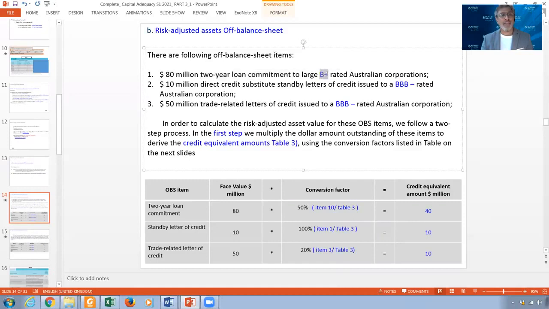So this is the rating, and it's 80 million. But I need to convert this first to how much this loan commitment will be in terms of capital. If it is crystallized, what is my risk on that? And then I need to multiply it by the rating of the counterparty, which means I have the contract with. Same thing applied to 10 million of direct credit substitutes, standby letter of credit. The counterparty is BBB. And then we have 50 million of trade-related letters of credit, and we have talked about this in week 10 on the non-market related. These are all off balance sheet. Now, in order to do this, we have first to bring the 80 million.